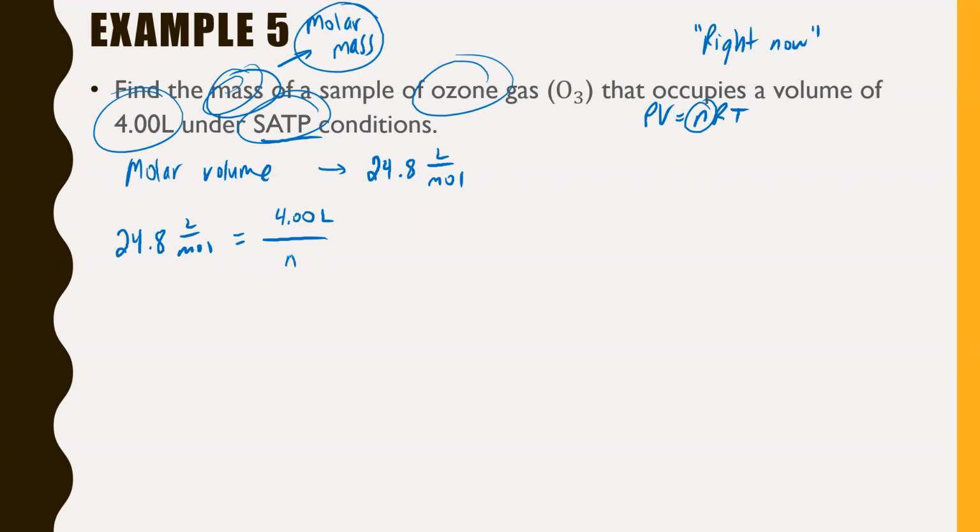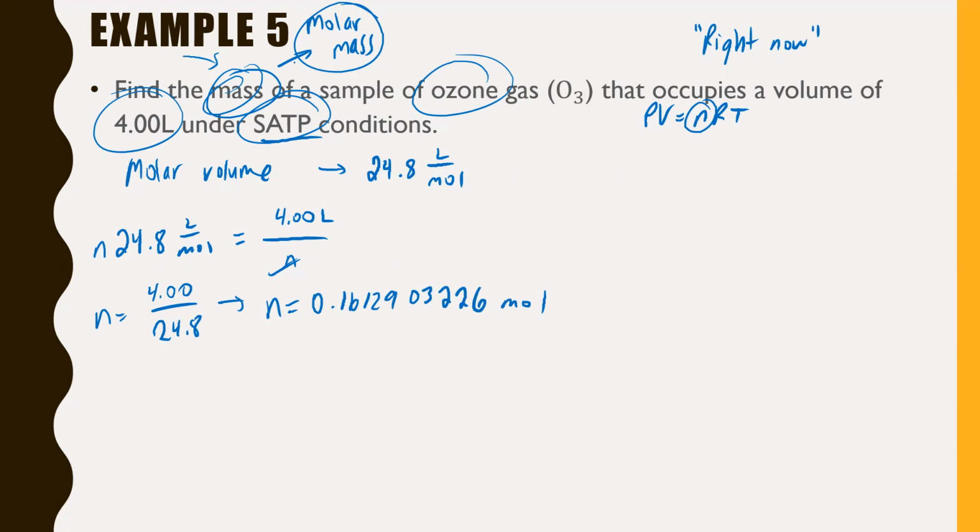Just like before, to solve for N, we multiply it over to the other side and then divide by 24.8. So N equals 4.00 divided by 24.8. My calculator gives N equals 0.1612903226, and that's my number of moles. Now, why do we care about that? Well, the number of moles can help us find our mass. That's ultimately what we're trying to find here.